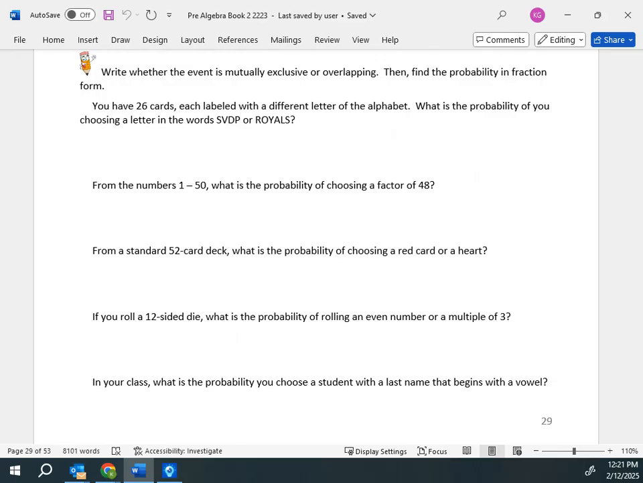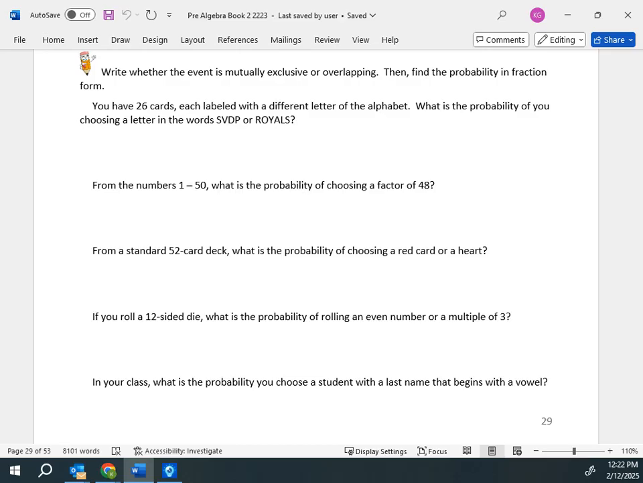So let's look at our first one. You have 26 cards, each labeled with a different letter of the alphabet. What is the probability of you choosing a letter in the words SVDP or Royals? So what's the first thing we're going to look at? Because we want to know if it's mutually exclusive or overlapping. What do we have to look for? David, it's overlapping. What do we have to look for?